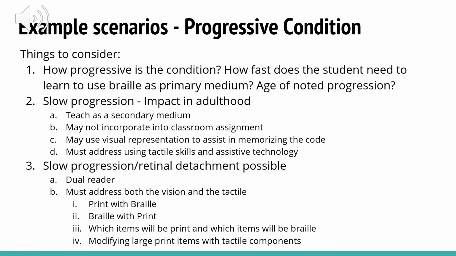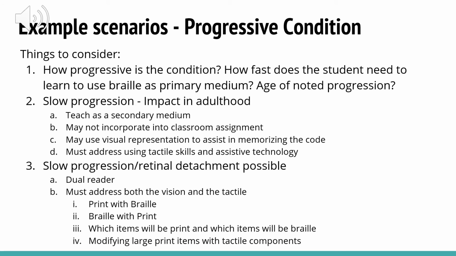An example curriculum for a child with a progressive condition will be much more intense and more often. Things that you should consider are how progressive the condition is. How fast does the student need to learn to use Braille as their primary medium? Is it a slow progression that will impact in adulthood? If so, you can teach it as a secondary medium. You may not need to incorporate it into the classroom assignments. You may use visual representation to assist in memorizing the code. You must address using tactile skills and assistive technology.